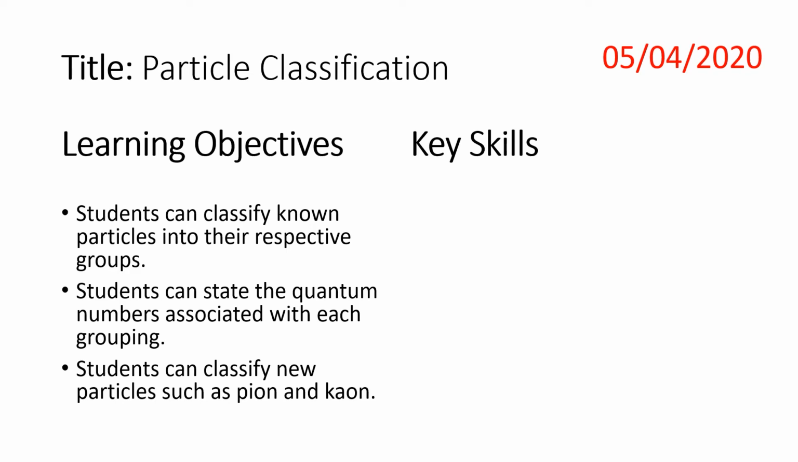Hello, today we're going to be talking about particle classification. The first thing we're going to do is classify some known particles into their respective groups. We're then going to meet something called a quantum number and talk about how these different quantum numbers are associated with these different groups. And finally, we're going to meet a couple of new particles, the pion and kaon, and classify them.